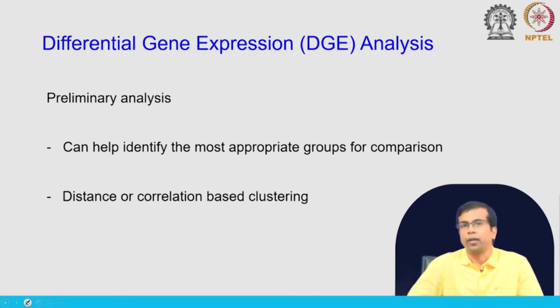One of the first methods is the distance or correlation based clustering. We can cluster the samples based on their normalized count data and see which samples cluster together and which samples are far apart in terms of their expression. Again, if we want to do differential expression analysis, it would make sense to compare samples that are far apart, not the ones that are very similar to each other.